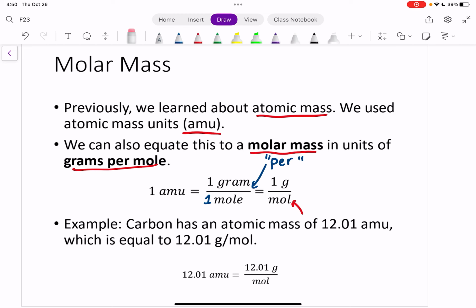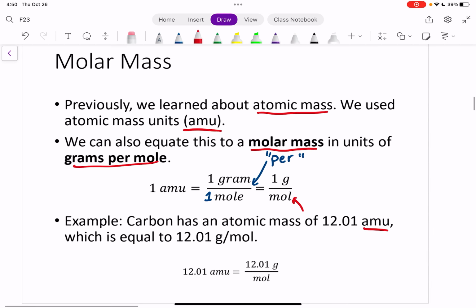All right, so for example, if we look on the periodic table, we can find the atomic mass of carbon, and that's the bottom number on most periodic tables, and that says 12.01 on my periodic table. And we assume atomic mass units because that's what we measure atomic mass in, atomic mass units, or AMUs, or even sometimes U's, just U.